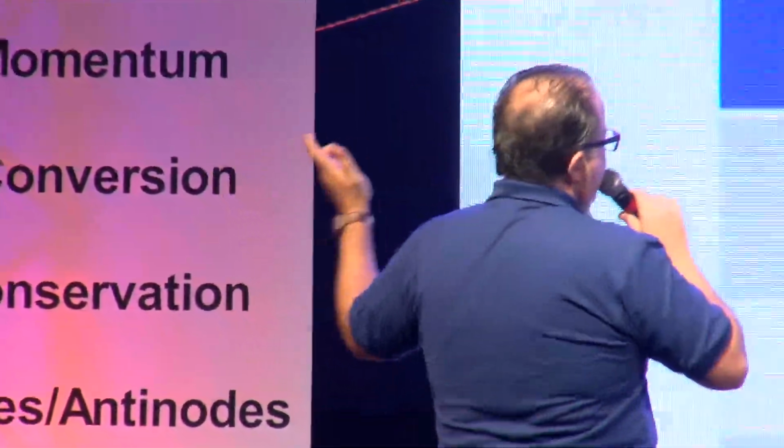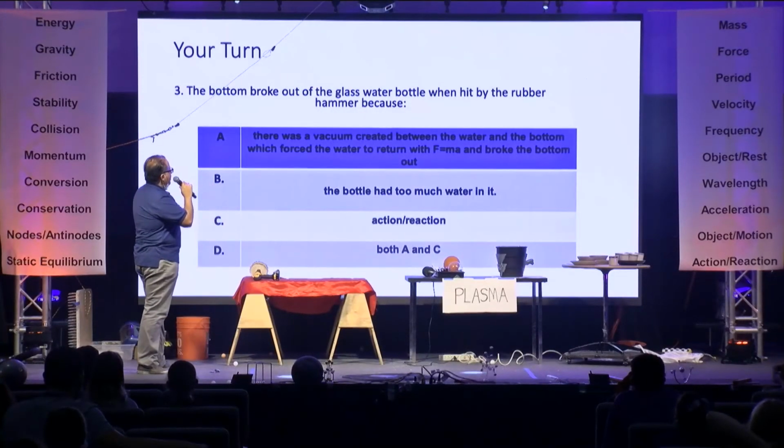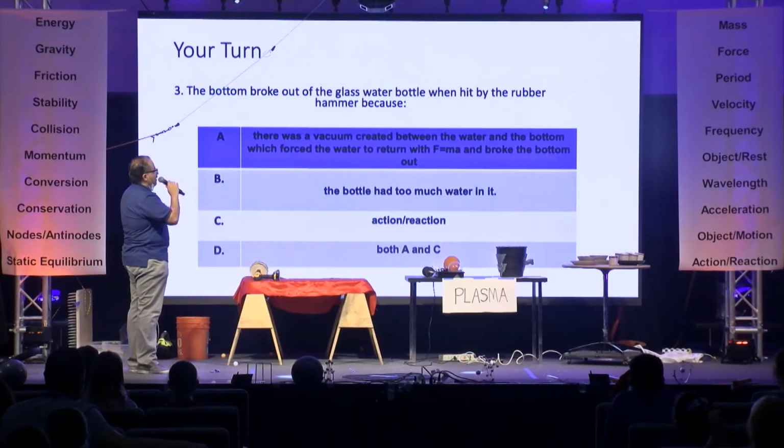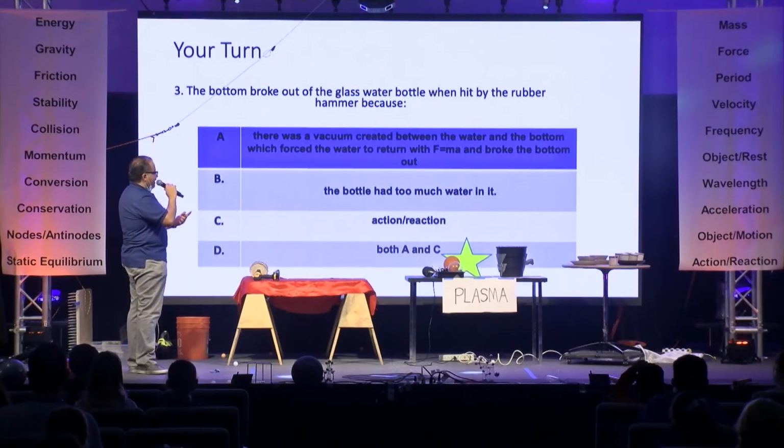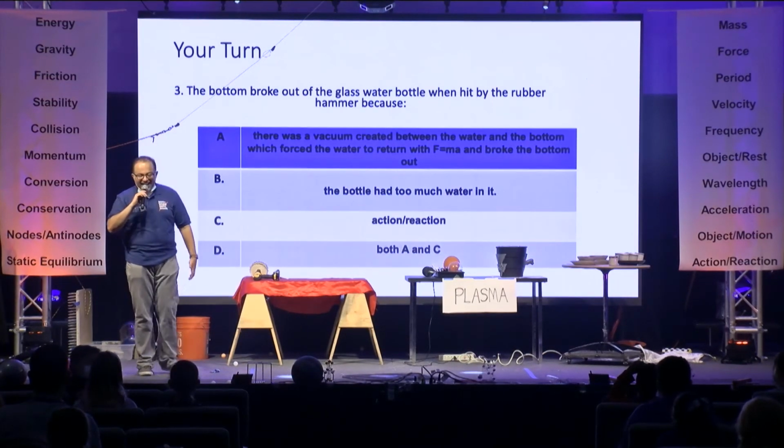Was it A, because there was a vacuum created between the water and the bottom, which forced the water to return to every day and broke the bottle out? Is it B, the bottle has too much water in it? Oh, I guess it's D. All right. Hey, give yourselves a round of applause. All right. We'll get to the next question.